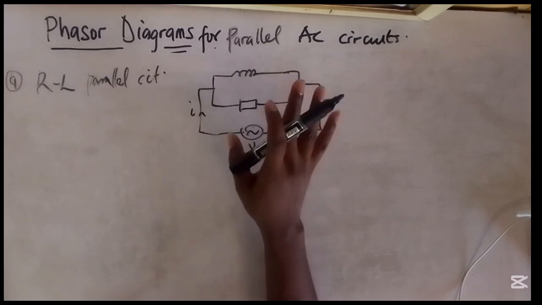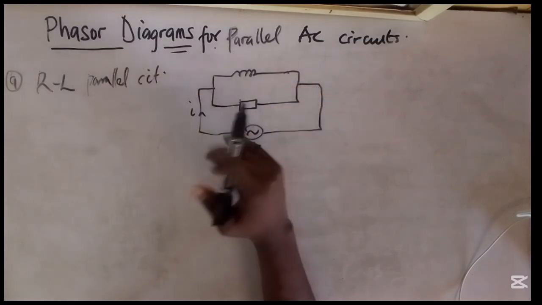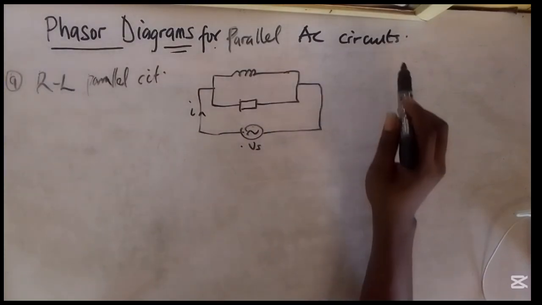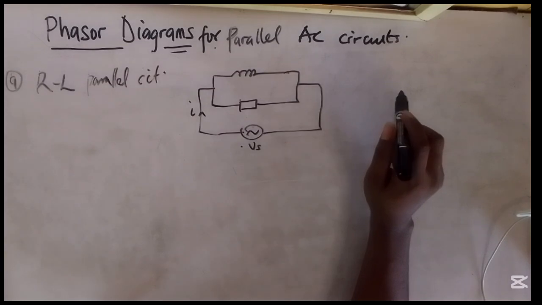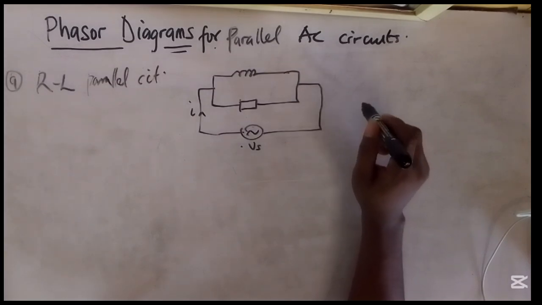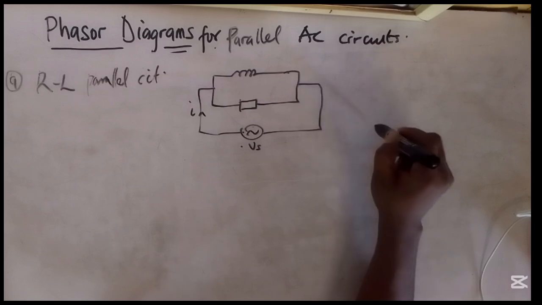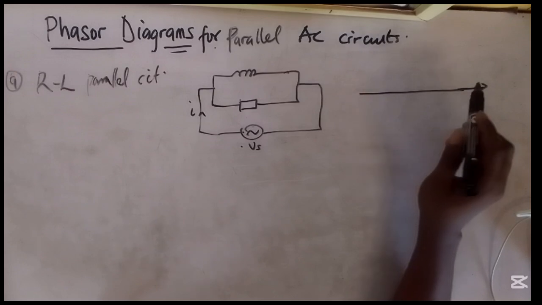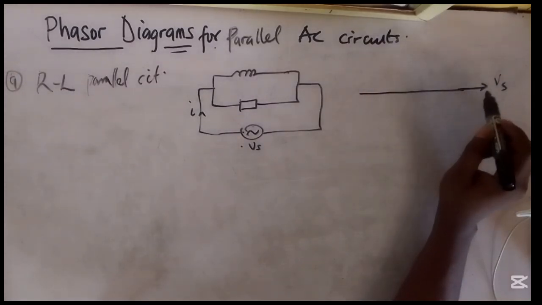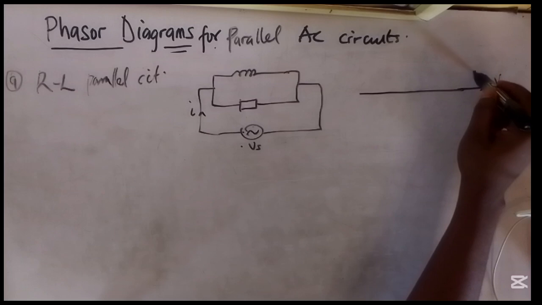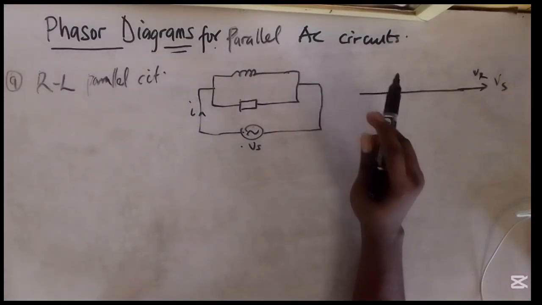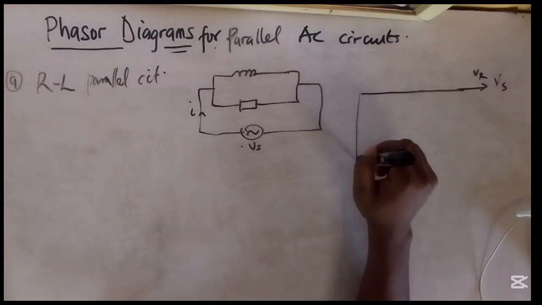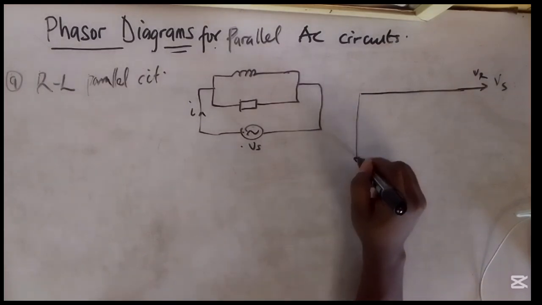Now, the phasor diagram will look somewhat like the opposite of what we have for the series RL circuit. In that case, our voltage, of course, is in phase with current, but this time we draw it this way. Okay, this is Vs, which is in line with our VR because they are in phase. And now this is the value for our I.